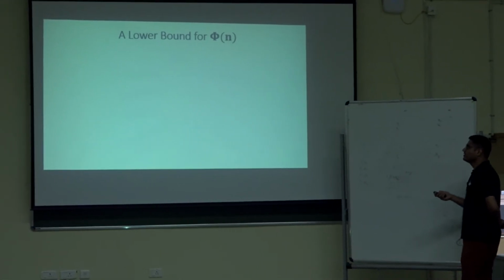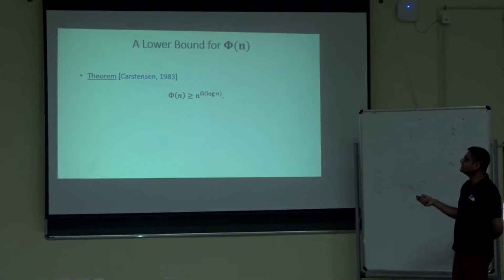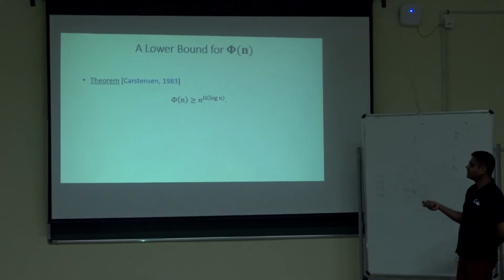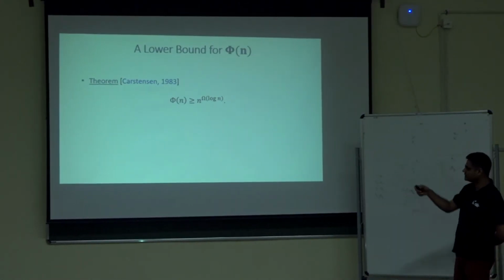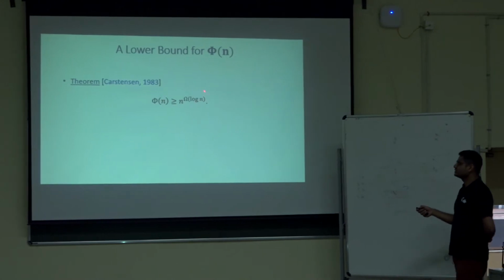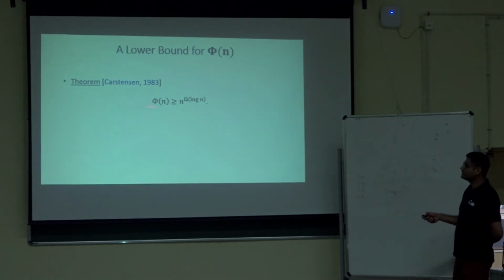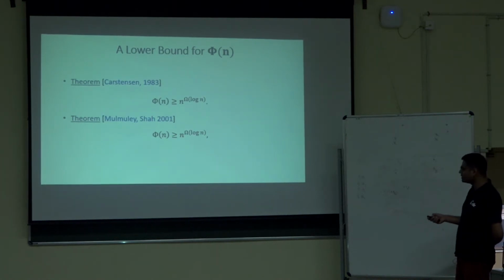Finally, now the lower bound, and here is the surprise. N raised to log n. The upper bound that we got is also in fact a lower bound up to constants in the exponent. Okay. And this was a result by Patricia Carstensen in 1983. 18 years later, in 2001, Ketan Mulmuley and Pradyut Shah showed the same lower bound.